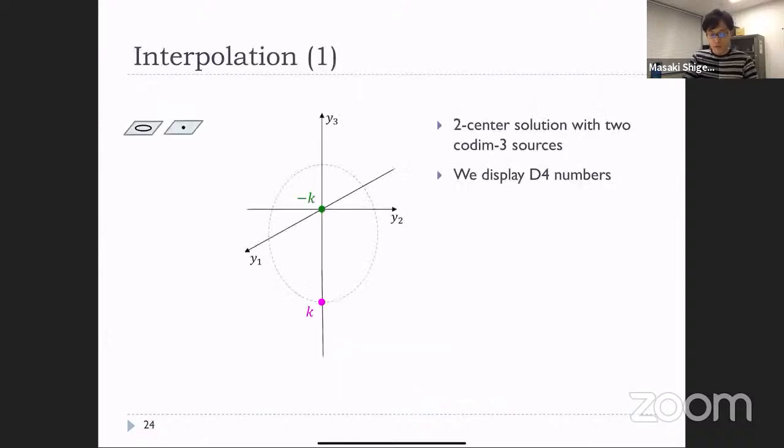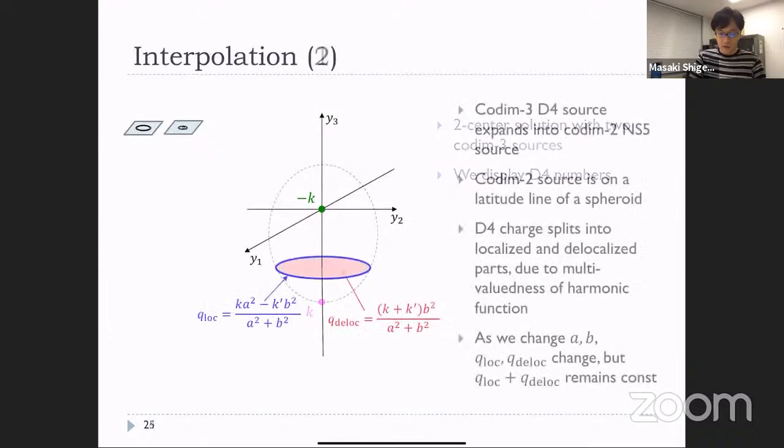So what happens? This is the point. We start with a two-center solution with two codimension 3 sources. This is the starting point, and we are displaying the D4 numbers. Here you have K units and minus K units of D4 page charges. Now, as you move away from that south pole limit, this codimension 3 D4 brane source expands into this codimension 2 source. This codimension 2 source is on a latitude line of some spheroid, which is fixed if you fix D1 and D5 charges.